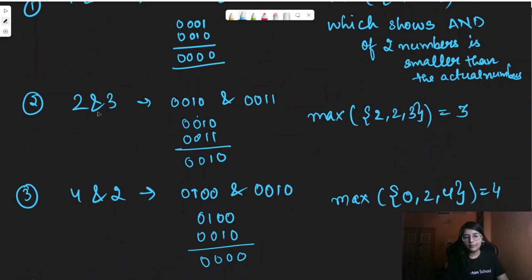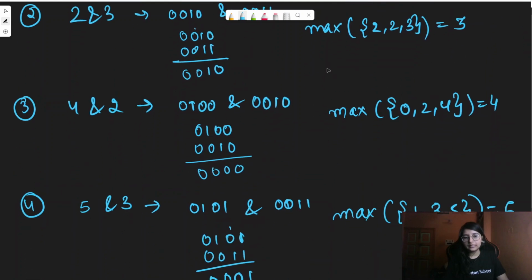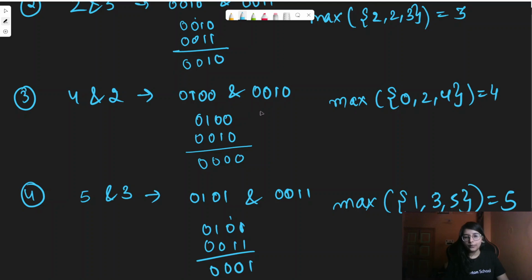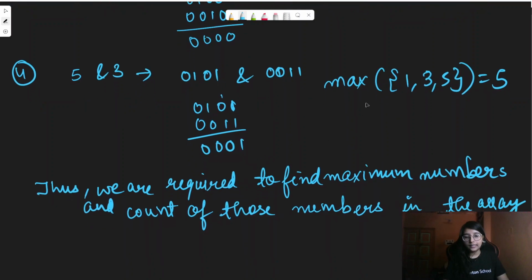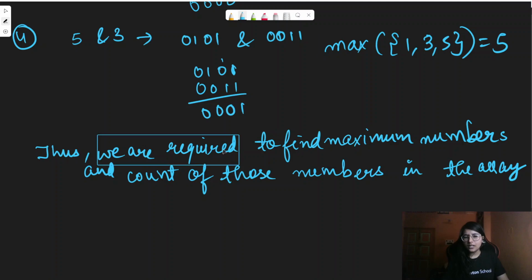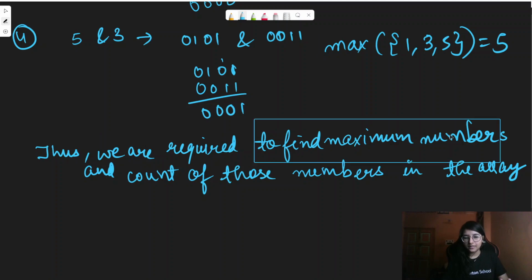Then in the next example, 2 and 3, we do bitwise AND of the same, so we get 2 again, right? Here the maximum out of these is 3. Then 4 and 2, what do we get when we do bitwise AND? We get 0, right? Then what is the maximum out of them? That is 4. Then for 5 and 3, the maximum out of these is 5, right? So this all concludes that we are required to find the maximum numbers.